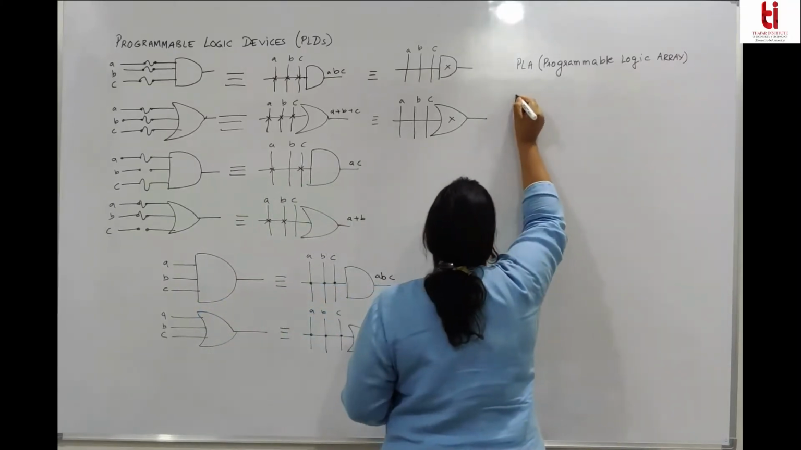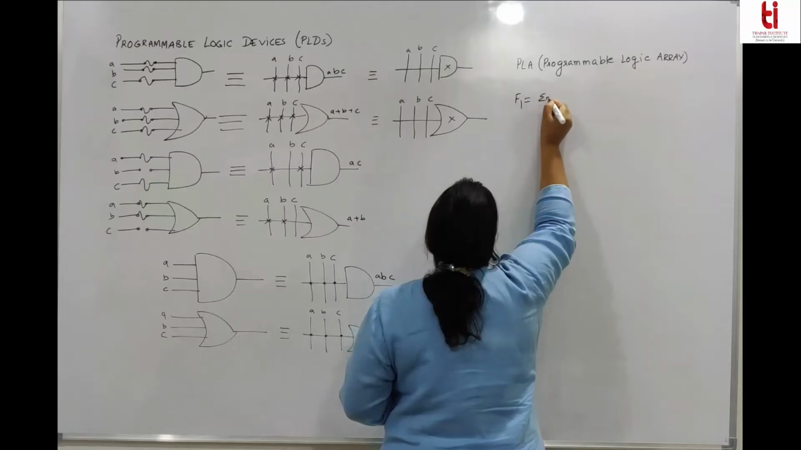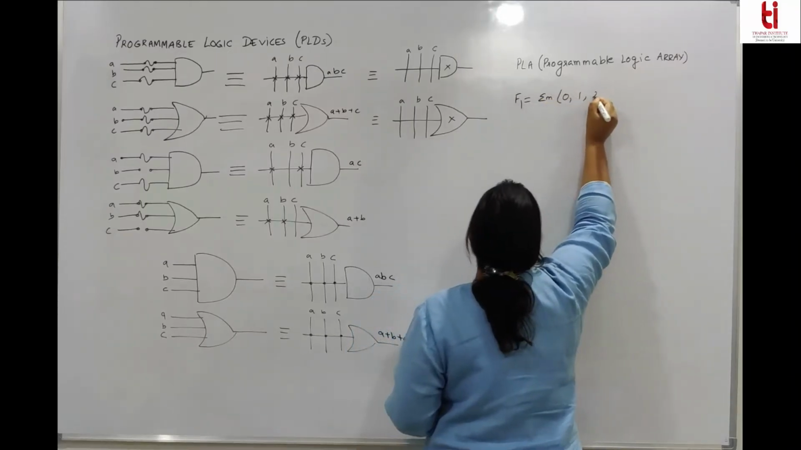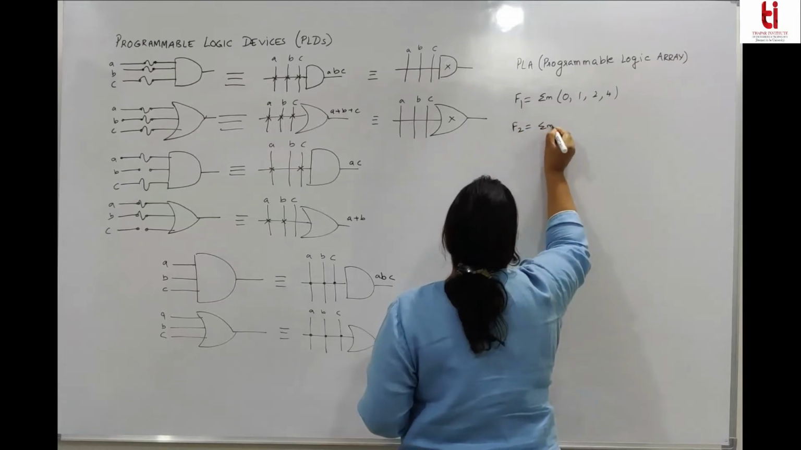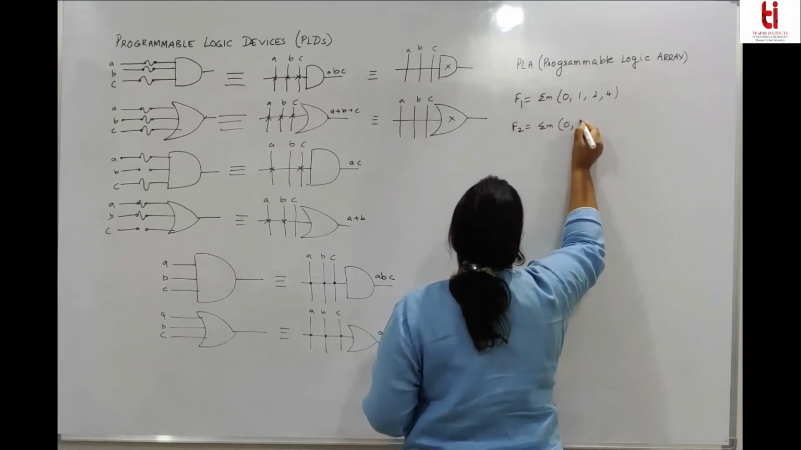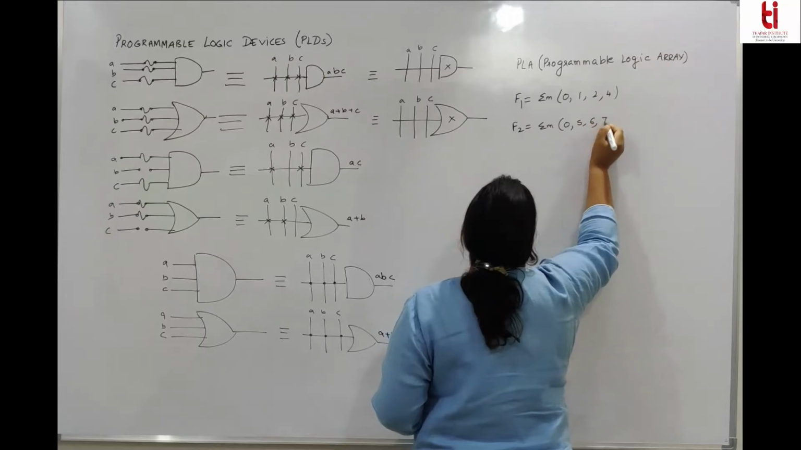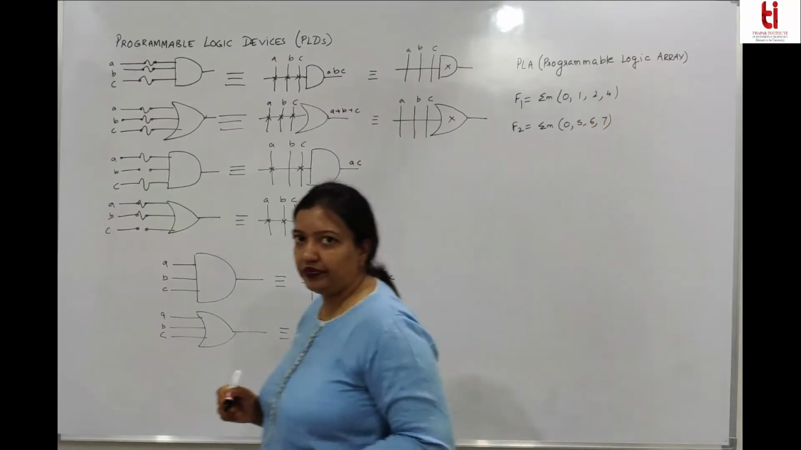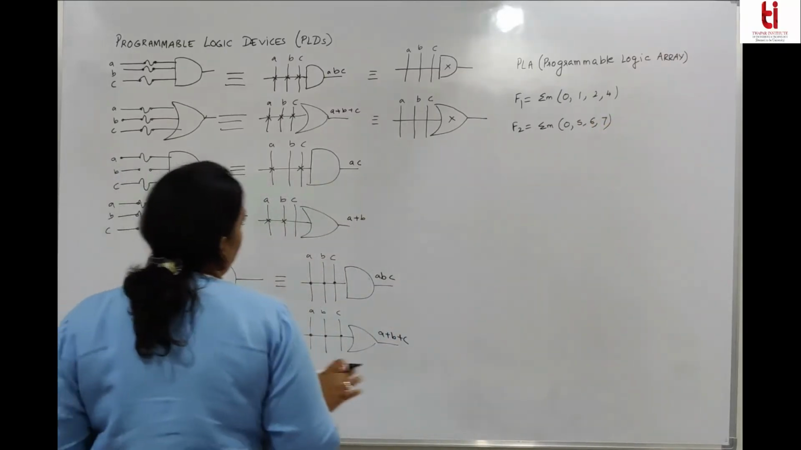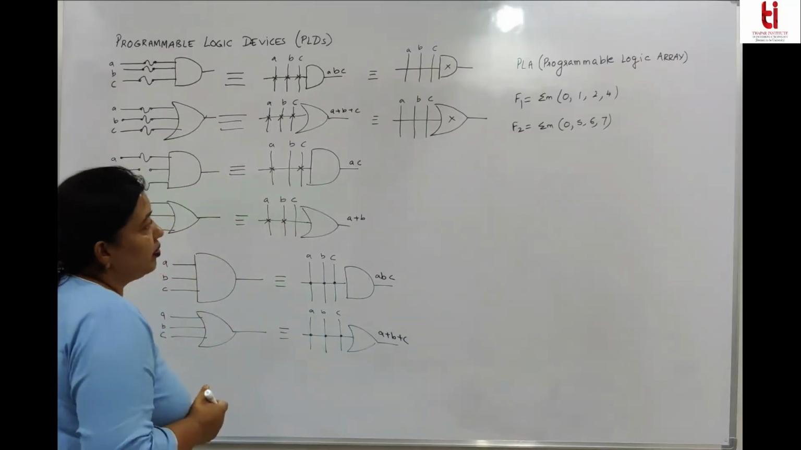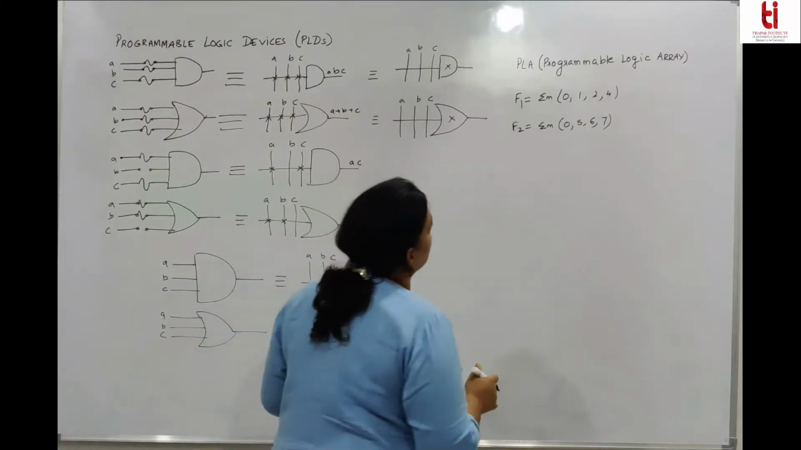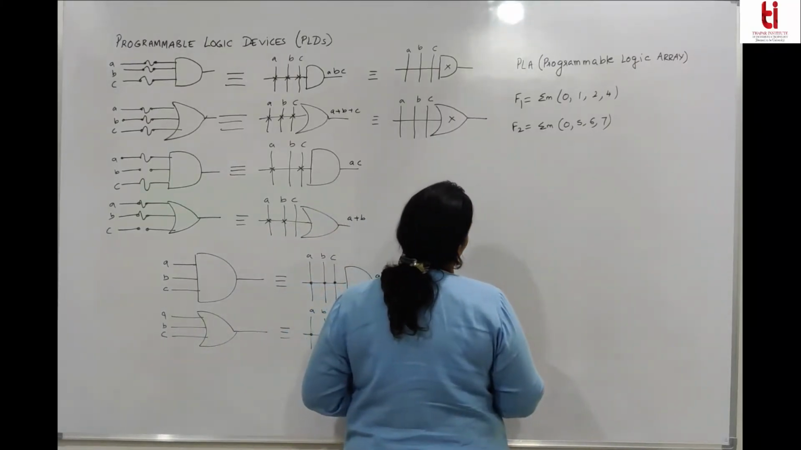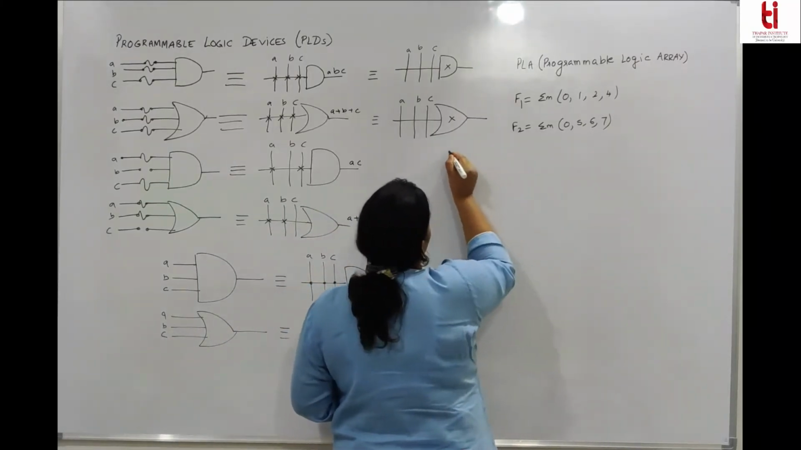Let's have functions F1 and F2 which have to be implemented using a PLA. Now there is no decoder here. Earlier in a ROM we were generating all the minterms, but in this there is no need of generating the minterms. You should have a minimum number of product terms. So what you do is you make a K-map.